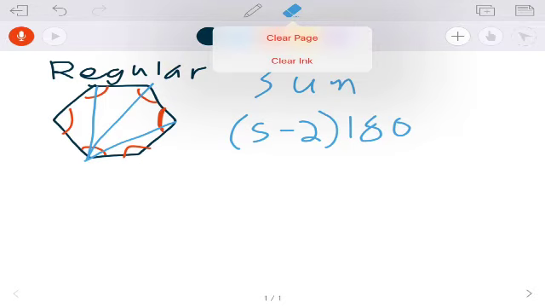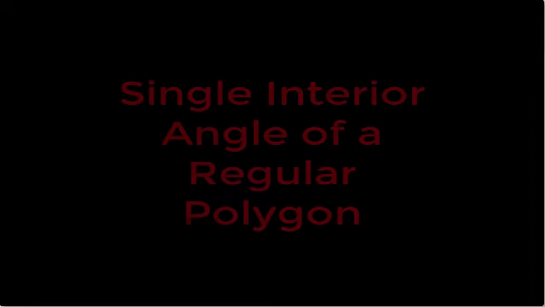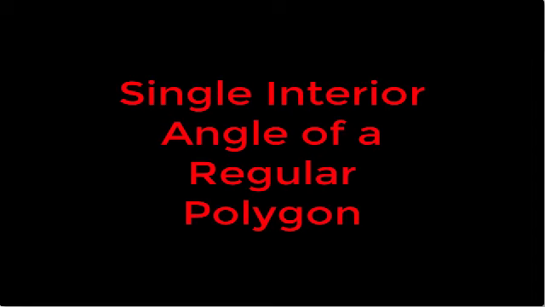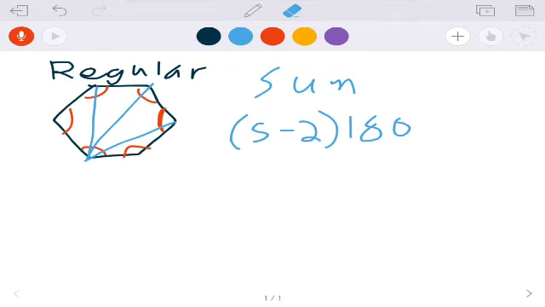Now, if we're looking at a regular polygon, in the case with a regular polygon, we're looking at one side, a single interior angle of a regular polygon. What we're going to do is put the formula in here, same formula, but we're going to go ahead and divide it by the number of sides or the number of angles. So in this case, we have 1, 2, 3, 4, 5, 6 angles. So this is going to be 6 minus 2.